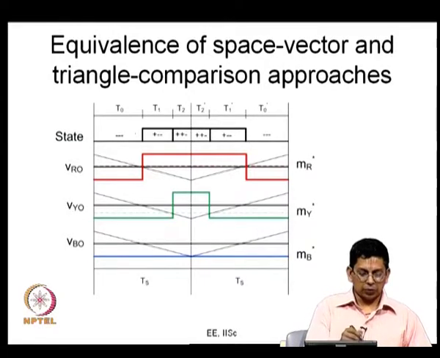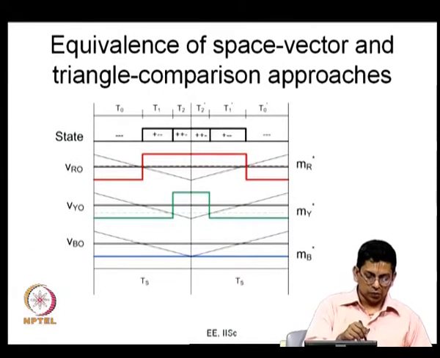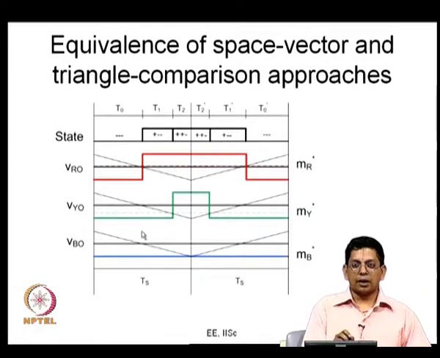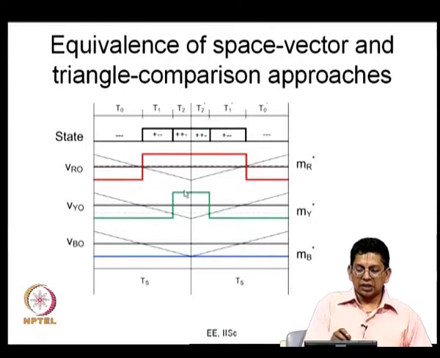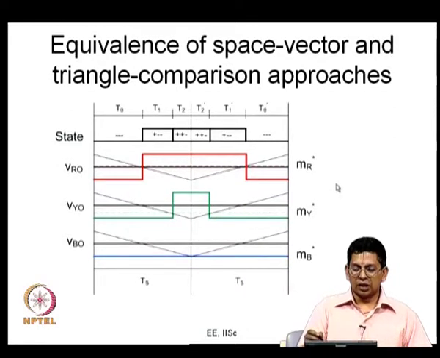This you can come up with from the space vector point of view, that is, start from the revolving vector, sample and calculate the dwell times and output the states. From there you get VRO, VYO and VBO as indicated here. The same 3 phase pole voltages can be produced by considering these MR star, MY star. Now, this is VRO average, VYO average and VBO average. MR star, MY star and MB star are scaled versions of that.